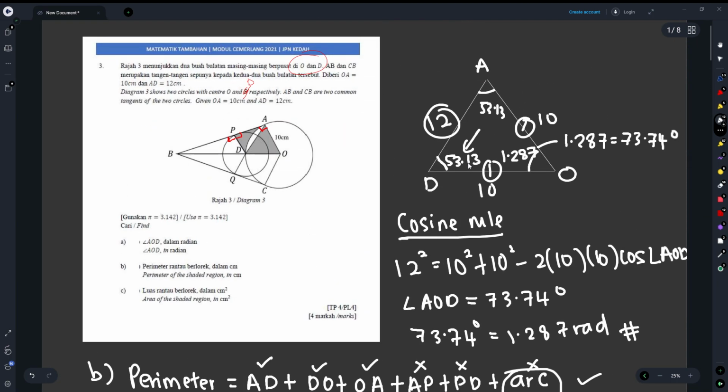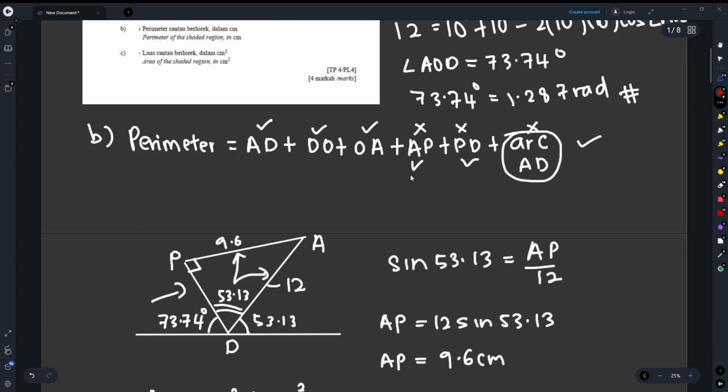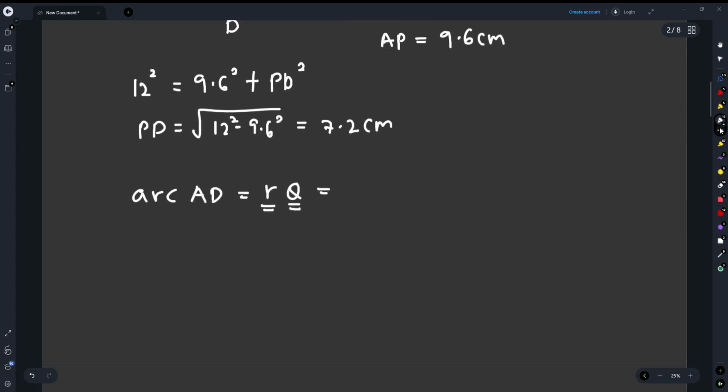Okay, the arc AD that they are talking about is actually here. Please open your eyes and see properly. So I have to find this angle and the radius is 10. The angle I already found out, 1.287. So I'm going to use that here. So it's 10 multiplied by 1.287, so it will give me 12.87.